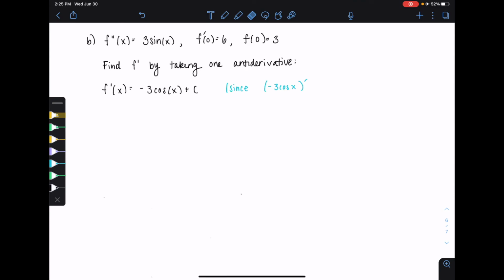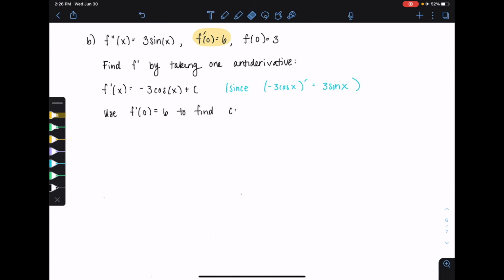That's since if I take the derivative of this expression, that negative is going to cancel, and its derivative will be +3 sine of x. And now we can use this piece of information to help us find the value of c.